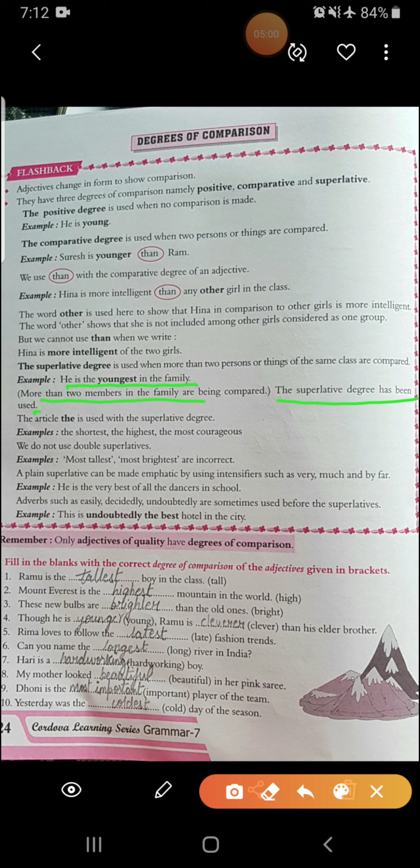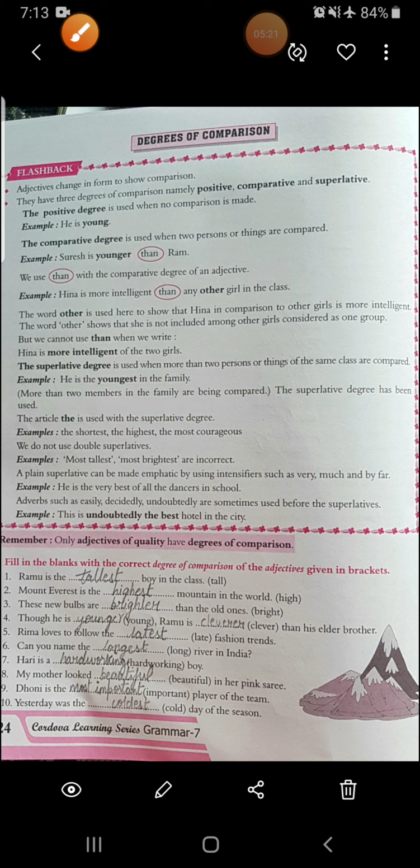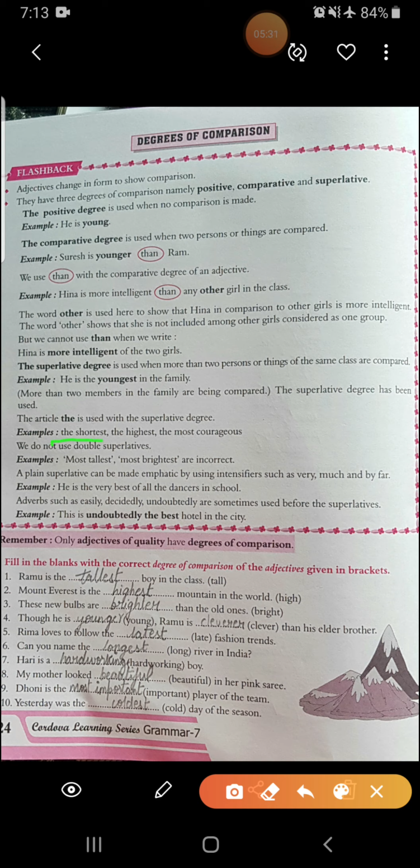So when we are comparing between two, we will use the comparative degree. And if we have to compare one person with more than two people, then the superlative degree is used. One thing more that you should see is that the article the is used with the superlative degree. The will be used before the superlative degree when we say the highest, the shortest, the longest, in this way. Understood? You can see the example: the shortest, the highest, the most courageous.